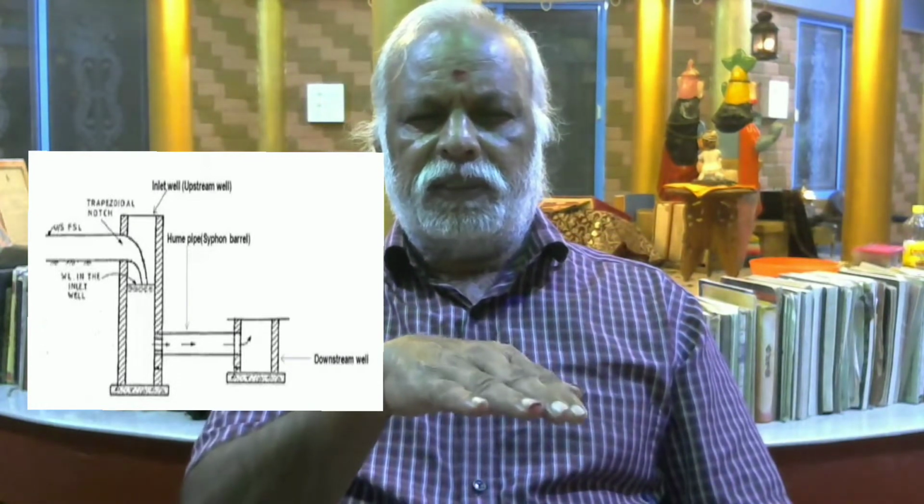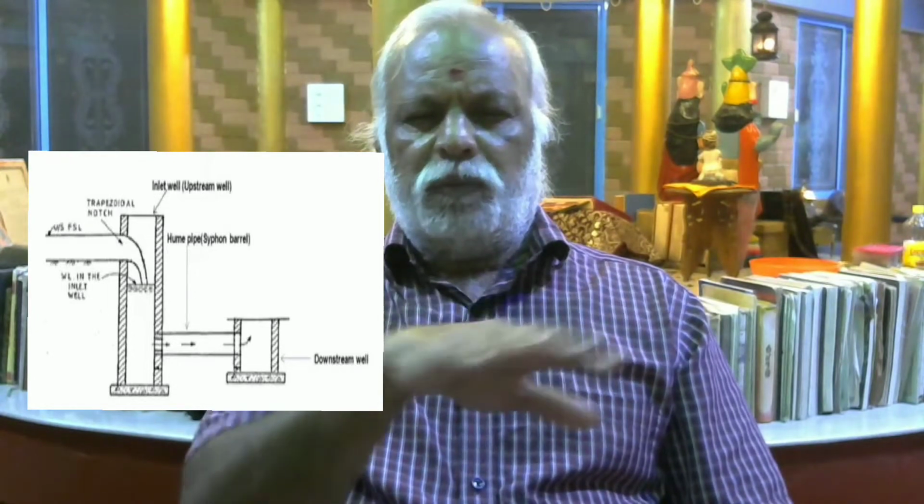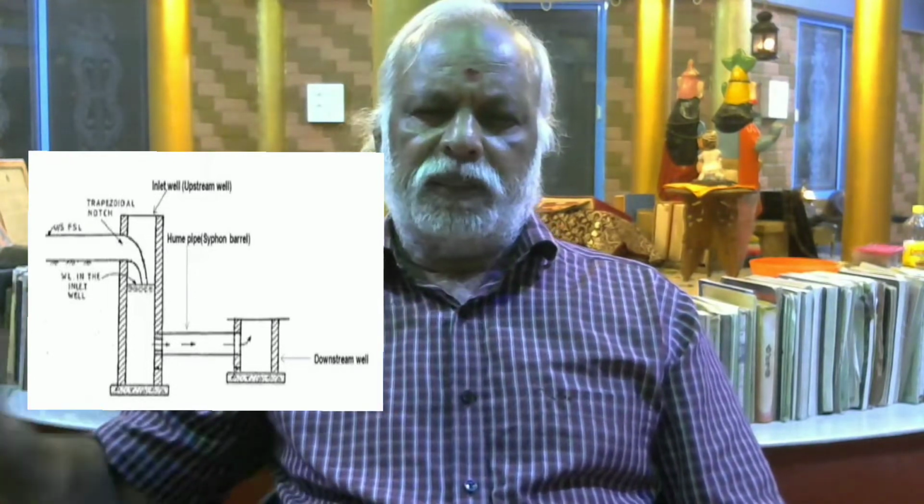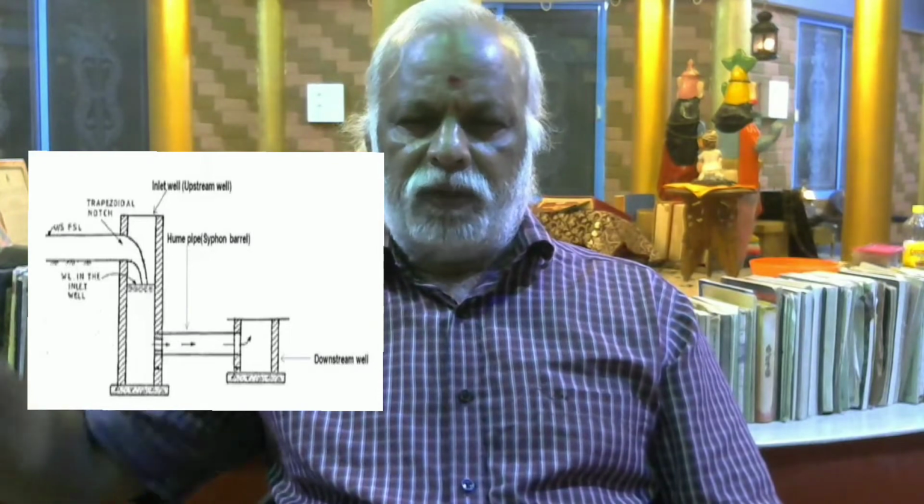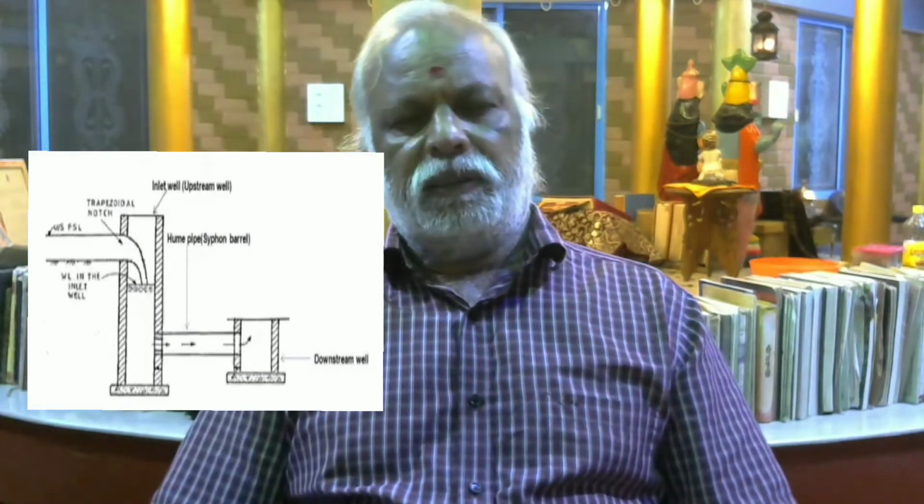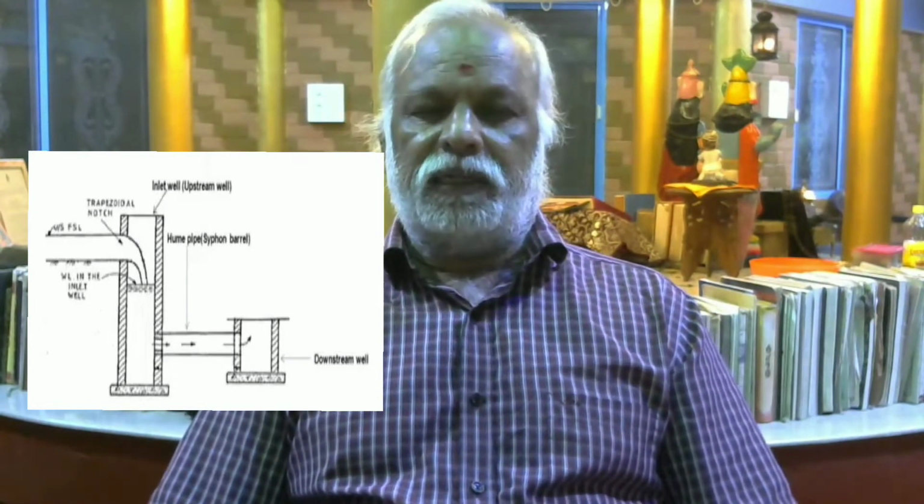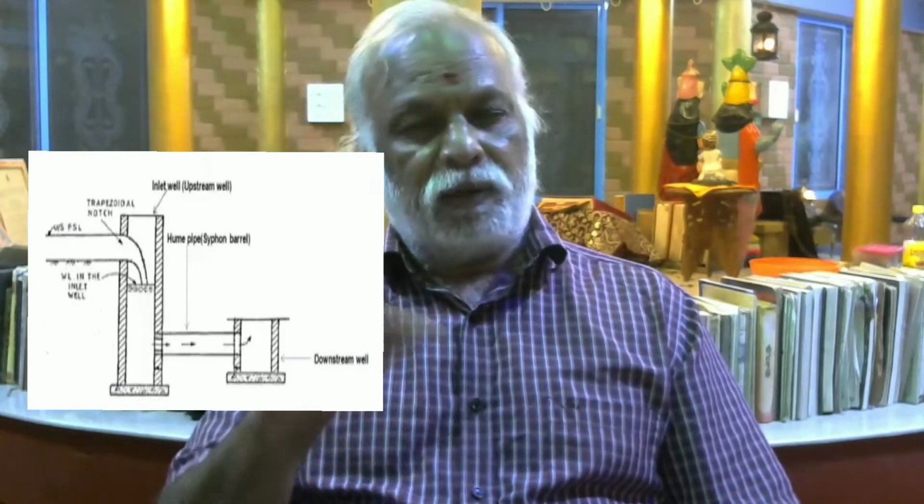Then, once the water gets filled, the pipe will be running full. That water will come to the downstream well. From the downstream well, it will go to the water stream or the canal or even to the agriculture land. So that is also an important thing. Siphon well drawn.